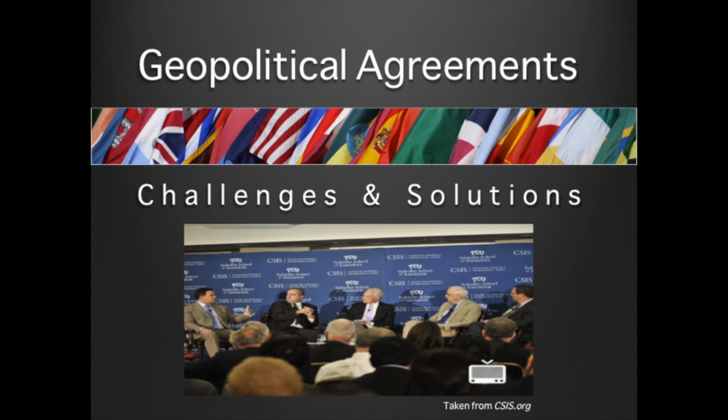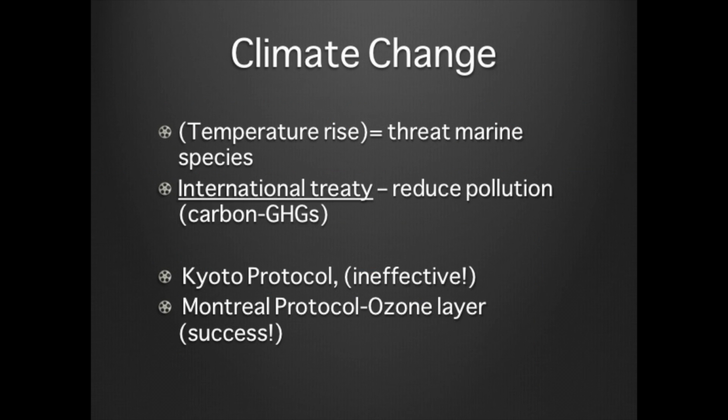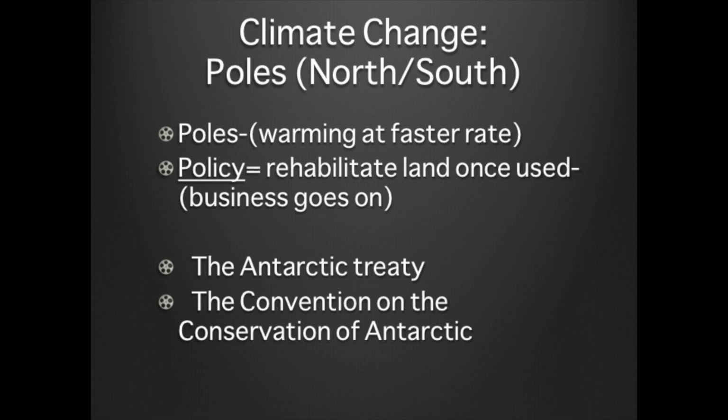So climate change, the threat to marine species through pollution and carbon, has been targeted through the Kyoto Protocol, largely seen as ineffective, and the Montreal Protocol on the ozone layer, more effective since it involved true coordination between public and private interests. Climate change is more important at the poles. They're warming at a faster rate. Policy has mainly been aimed at rehabilitating the land once used, so business goes on as usual. The Antarctic Treaty and the Convention on the Conservation of Antarctic Marine Living Resources have done this.